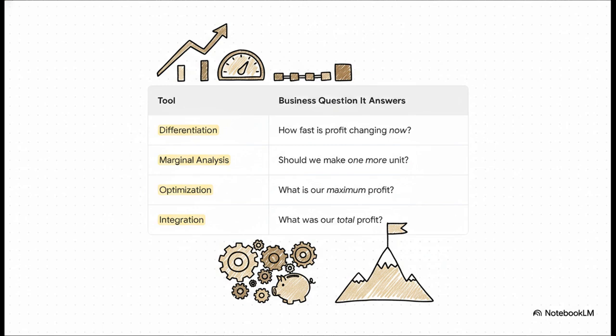We've got 4 mathematical tools, and they each answer a critical business question. Differentiation asks, how fast are things changing right now? Marginal analysis asks, should we make just one more? Optimization asks, what's the absolute best we can possibly do? And integration asks, okay, when all is said and done, what was our grand total? They all fit together to give you complete control.